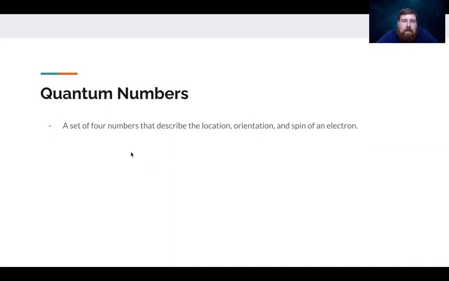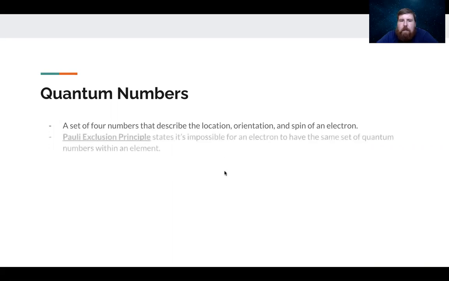Now, quantum numbers get a little bit more specific about how we describe the electron's position within atoms. The quantum numbers are a set of 4 numbers that specifically describe the location, orientation, and spin of the electron. That's the new hot topic we're going to be thinking about. Now, the Pauli exclusion principle basically states that it's impossible for an electron to have the same set of quantum numbers within an element.